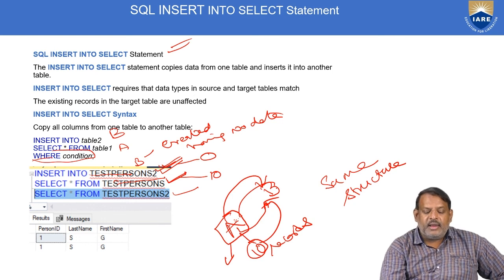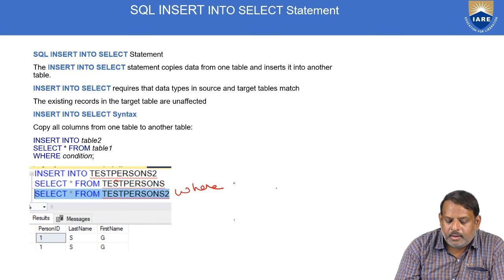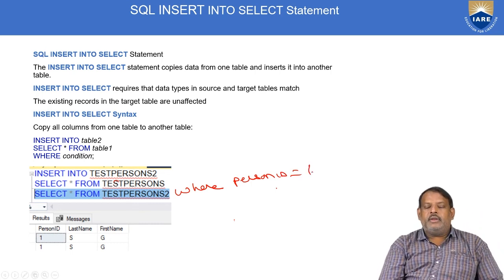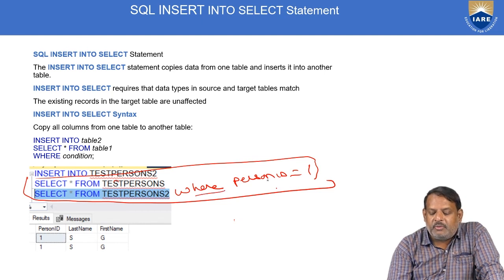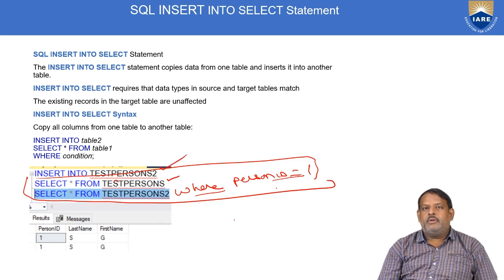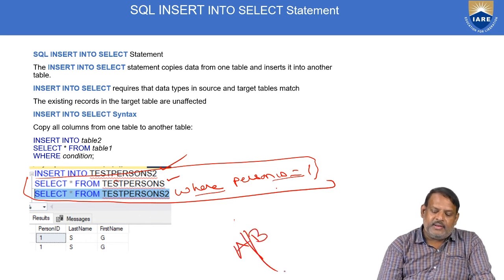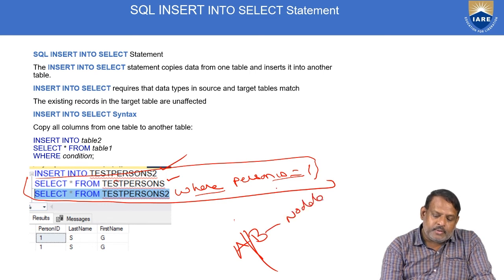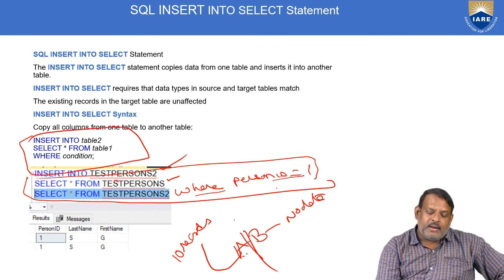If you give a WHERE condition, just say here WHERE person ID is equal to 1. When you execute these two lines, only the row which matches WHERE person ID is equal to 1 will be copied to test persons 2. Understood? In this command, we have two tables, A and B. Both are similar, identical. This has no data, this has 10 records. By using this syntax, you are copying the content from table A and pasting it into table B.